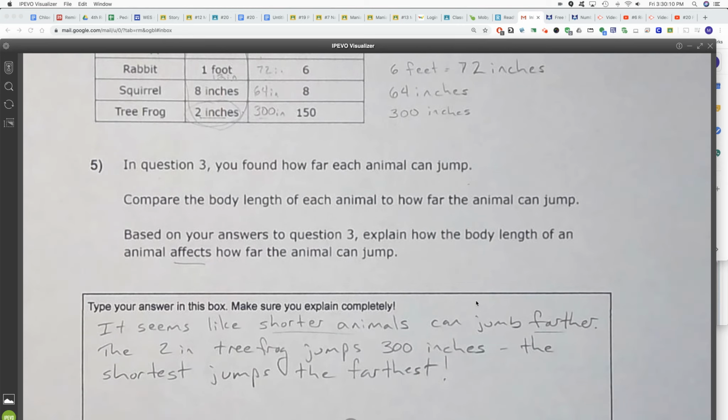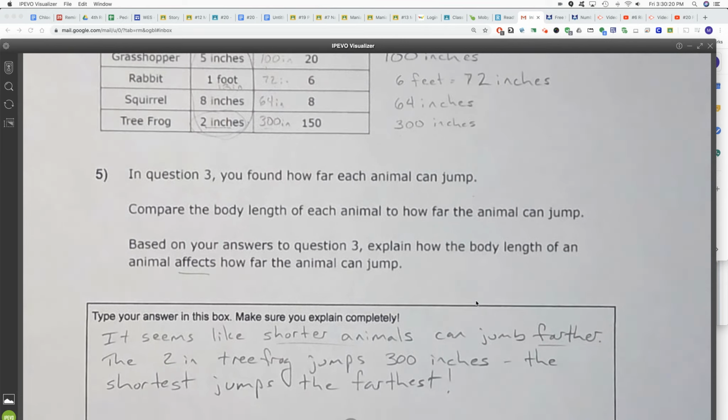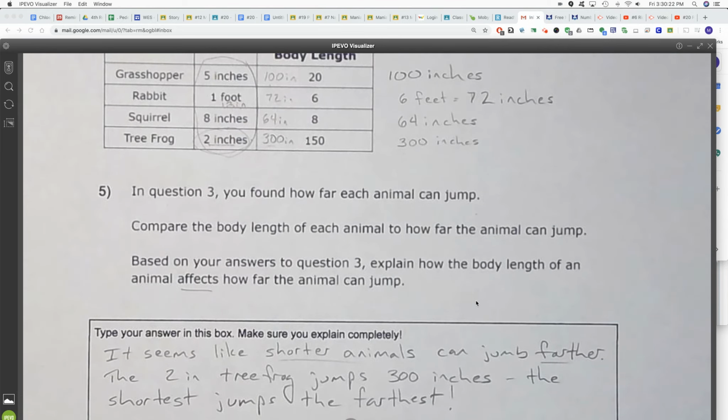So I know 5 is a little bit confusing. It's not a perfect answer. It's kind of like a real world question when scientists try to figure stuff out because it's not all perfect, but we want to try and notice some pattern and have a reason for the pattern. So as long as you explained how body length might affect how far it can jump, as long as you have something that makes sense, you're good to go. Okay, there's number 5. We'll do one more video to explain number 6.